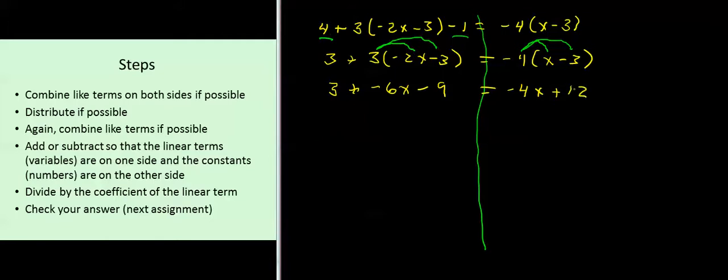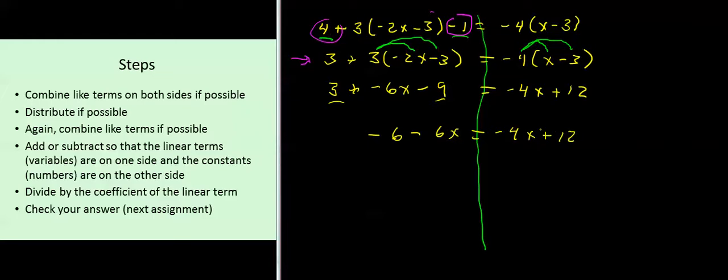Now, truth be told, I could have combined my like terms here and distributed all in the same step. This step right here could have been combined with this step. But I showed them to you separately just to break it down piece by piece. All right, next step, again, combine like terms if possible. Well, I see I have like terms here. So I have negative 6 minus 6x equals negative 4x plus 12.